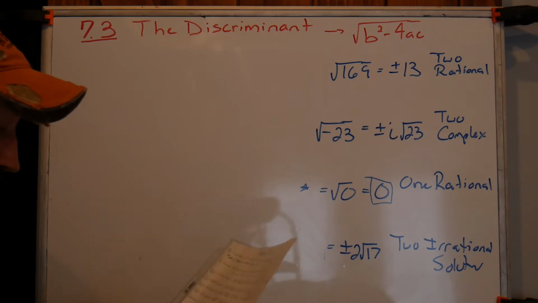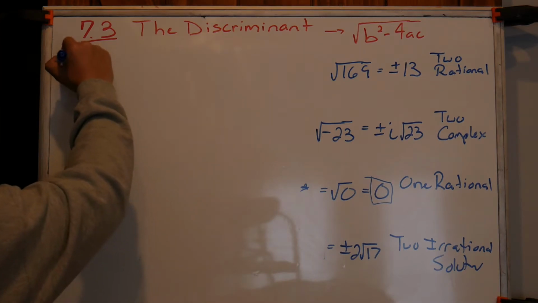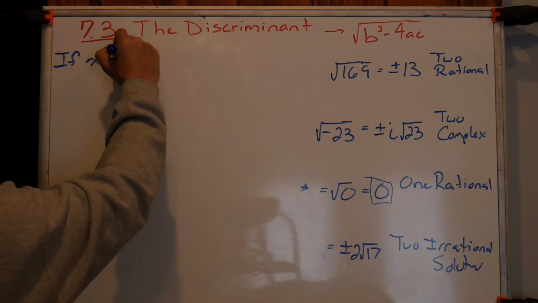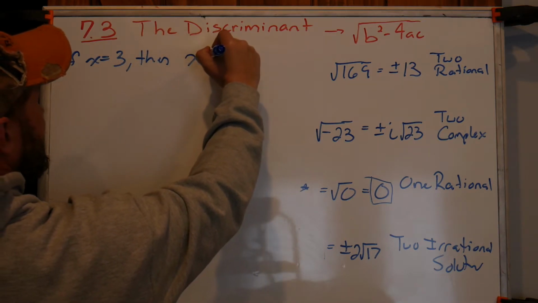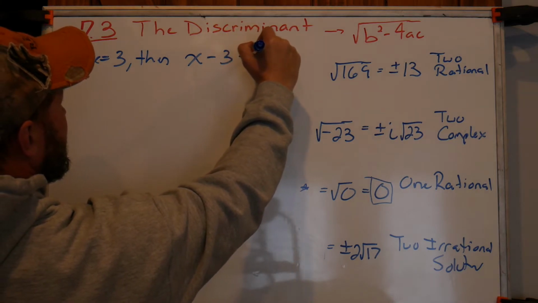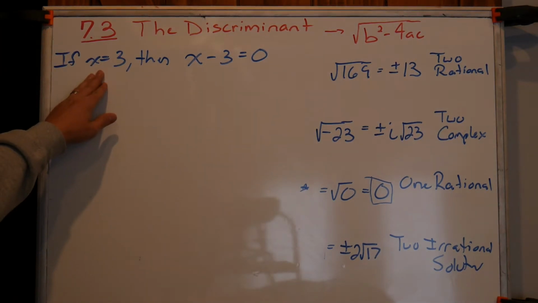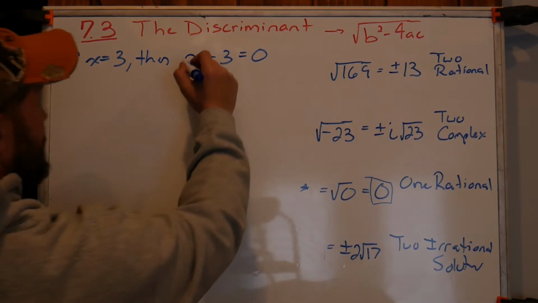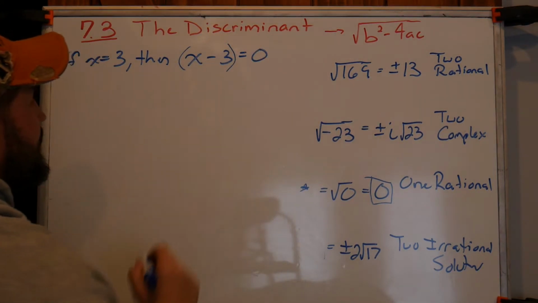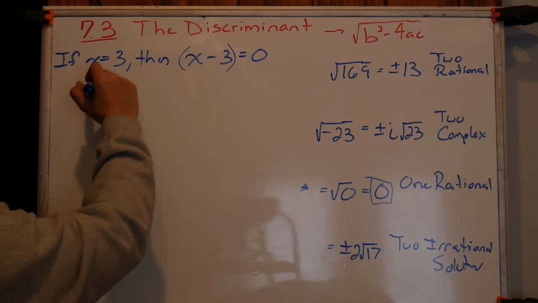And I think they start out with an example. They say if x equals 3, if that was a solution, then we could say x minus 3 equals 0. Because remember, you could have that quantity times a quantity we're talking about.